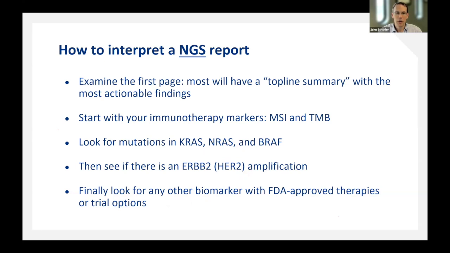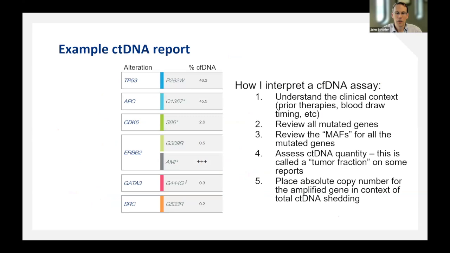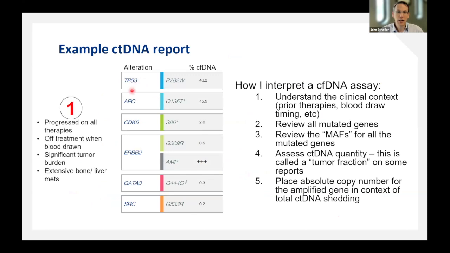Here's an example of one circulating tumor DNA report. Number one, I'm thinking about, okay, why did I get this circulating tumor DNA report? What's the clinical context? And then I'm looking at the genes, which are listed right here: TP53, APC, CDK6, ERBB2, GATA3, SRC. Looking at the percentage, this is the mutant allele frequency. This is what percentage of this gene is mutated in the bloodstream. This is a pretty high percentage at 46%.